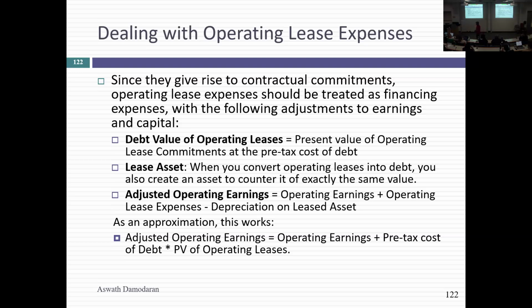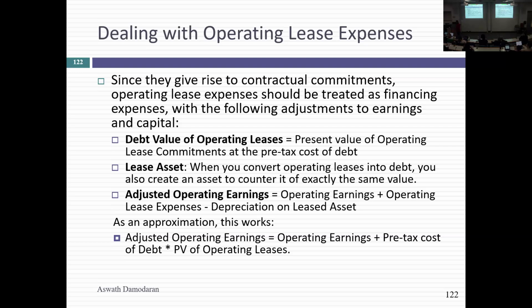And I'm not done. Once I create an asset, what do I do in subsequent periods? Think like an accountant. I amortize it. You've got to open the door, and you've got to walk all the way through. You can't just convert leases to debt and leave everything else unchanged. Your operating income will now have to get restated, because you're going to add back the lease expense, saying I should never have subtracted it out. And you're going to subtract out the depreciation on the leased asset, which will restate your operating income.